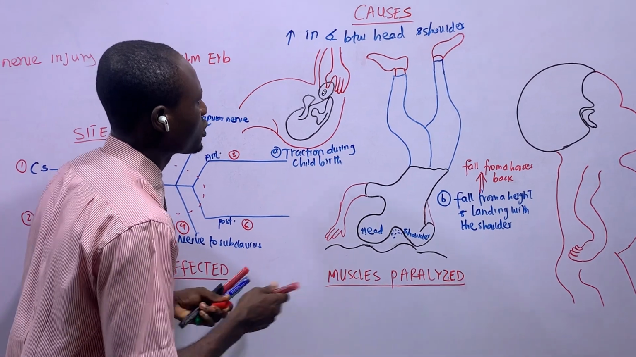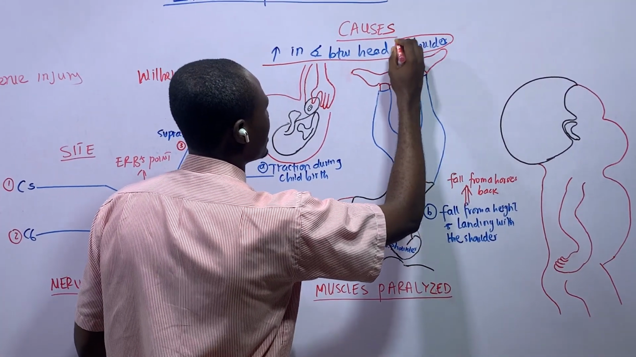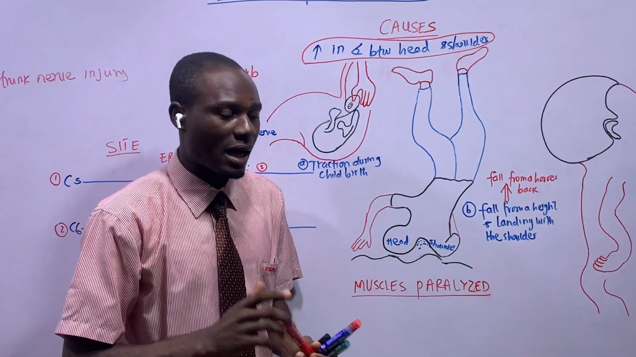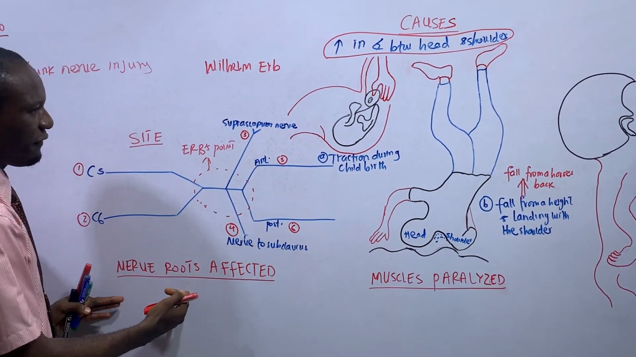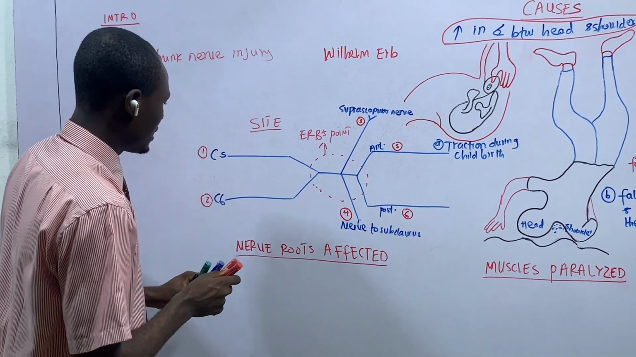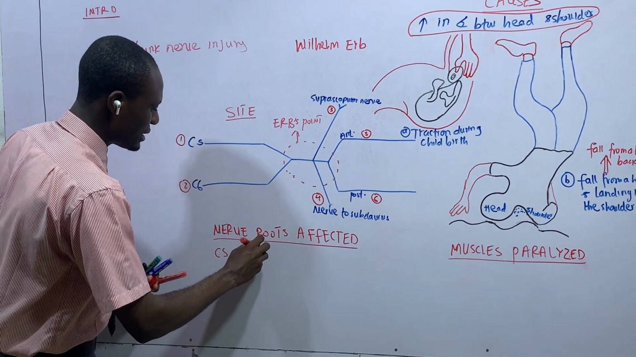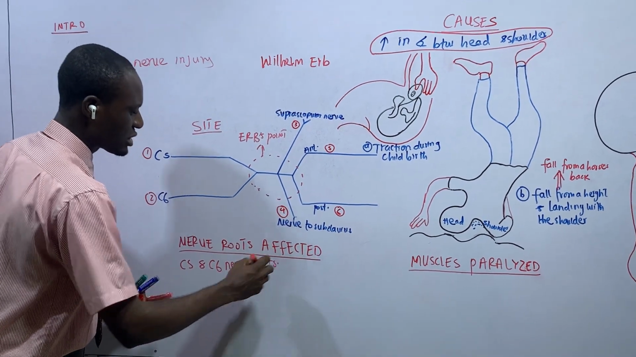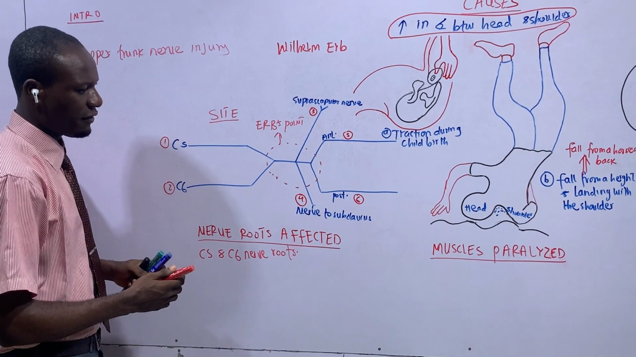All these will result to what? Increase in the angle between the head and the shoulder. This is the major mechanism through which it happens. Okay, so what are the nerve roots affected in Erb's paralysis? The nerve roots affected are the C5 and the C6 nerve roots, because it's an injury that occurs at the upper trunk. It is a lesion of the upper trunk. So these are the nerve roots affected.